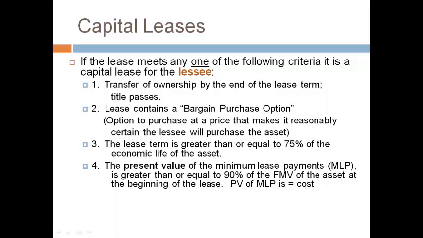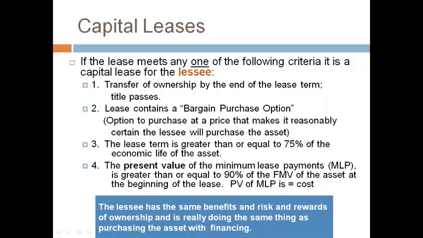A bargain purchase option gives the lessee the right to purchase the asset for an amount that they would not pass up, and title passes at the time of the purchase. With any one of these, the lessee has the same benefit and risk and rewards of ownership, and this is really purchasing the asset with financing.